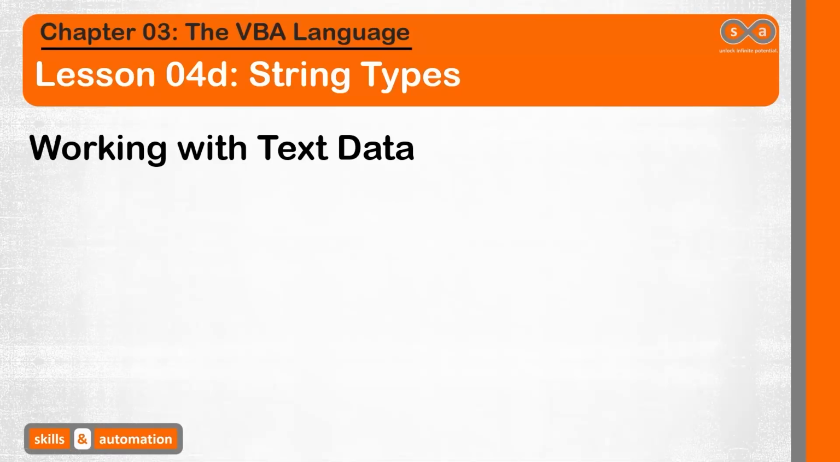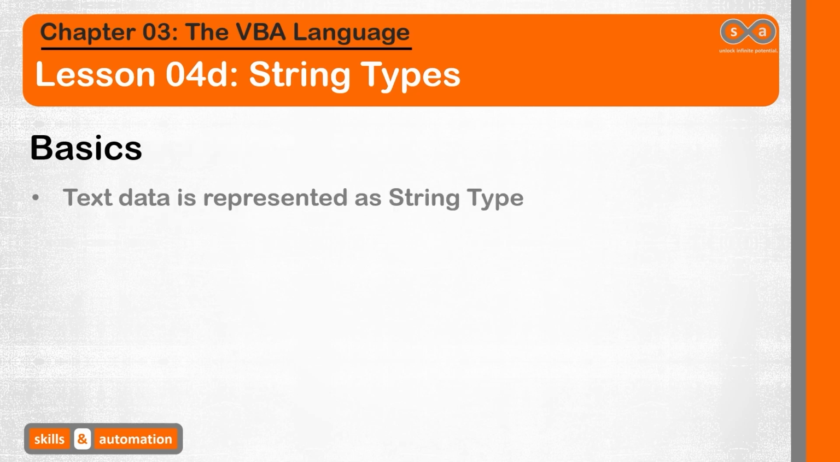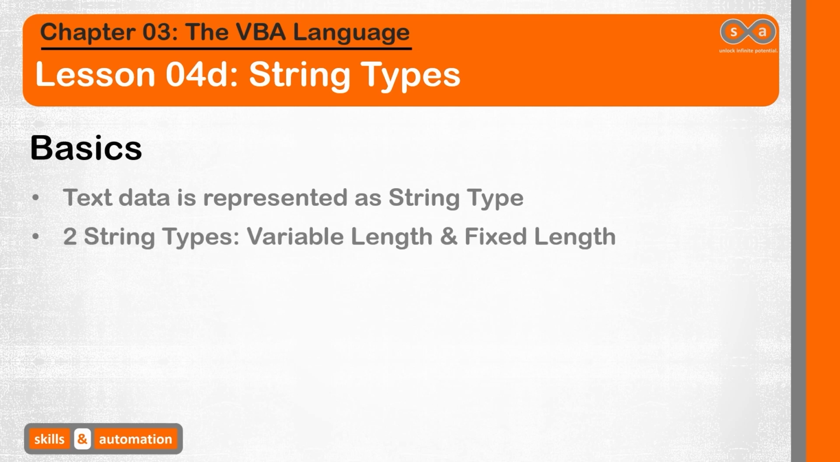In this video, we will talk about how to manipulate text data in VBA using tools such as operators and string functions. Text data is represented as a string data type in VBA. There are two string data types, variable length and fixed length. And note that there is a subtype string within the variant data type as well.